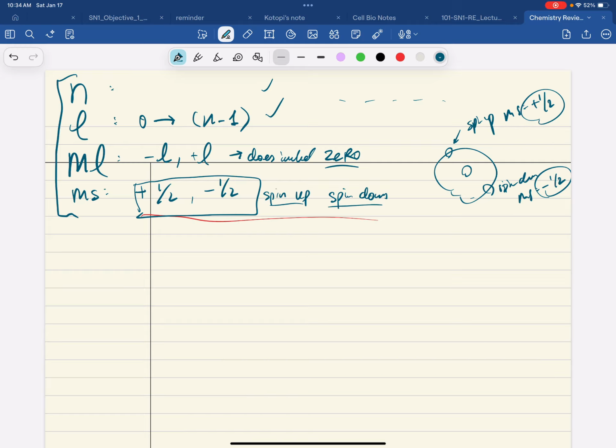So one electron will either be positive or negative, and either way, it's not wrong. It is not wrong to say that one is plus or that the other one is negative. Another point you should know is the ML. The ML can be literally anything. As long as it follows this minus L to positive L range, there is no specific ML value it has to be in.